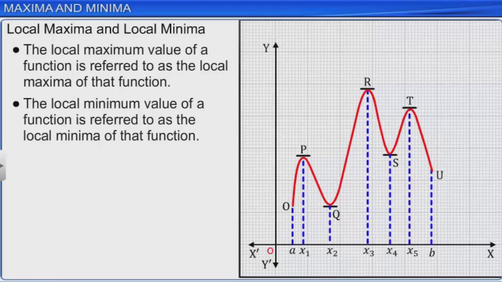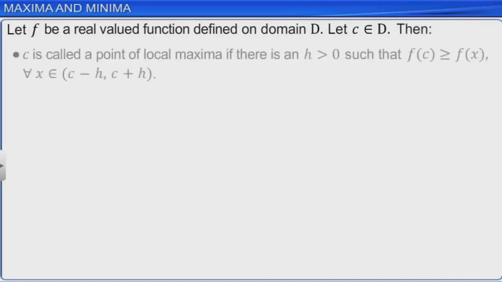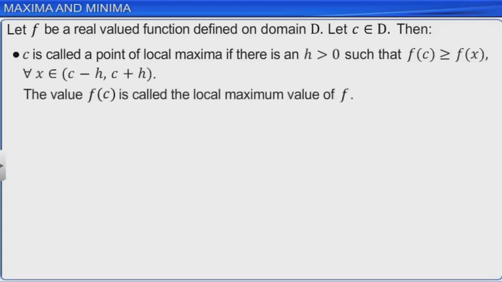Let f be a real valued function and let c be any point in the domain D of f. Then, c is called a point of local maxima if there is an h greater than 0, such that f(c) is greater than or equal to f(x) for all x in open interval (c - h, c + h). The value f(c) is called the local maximum value of f.